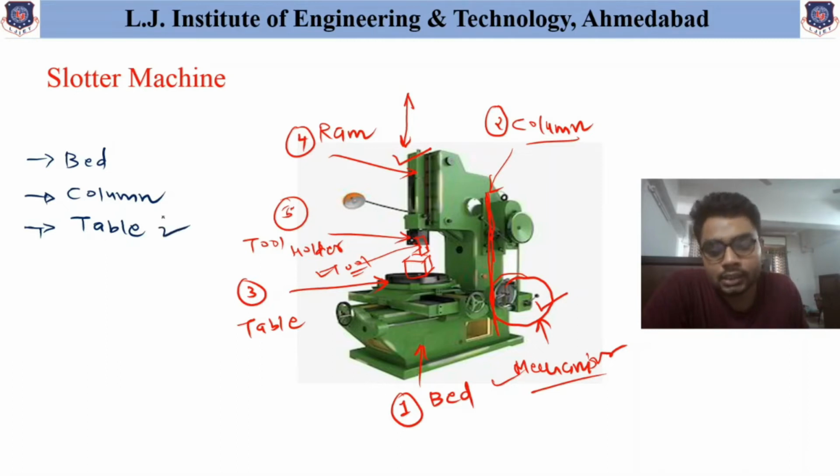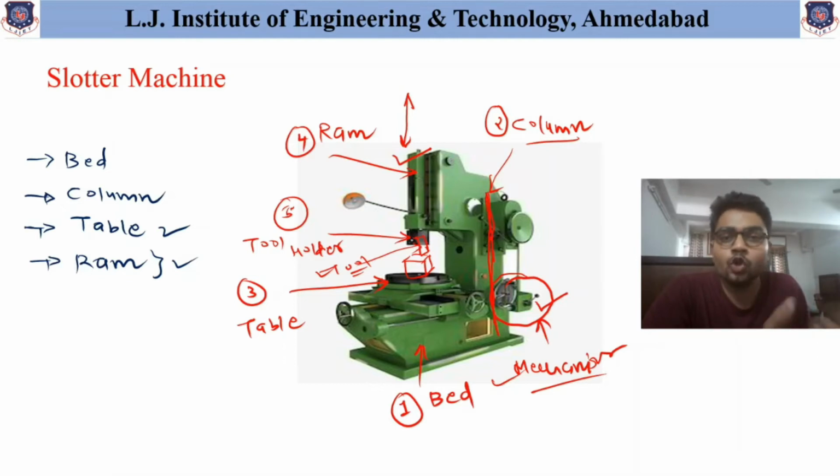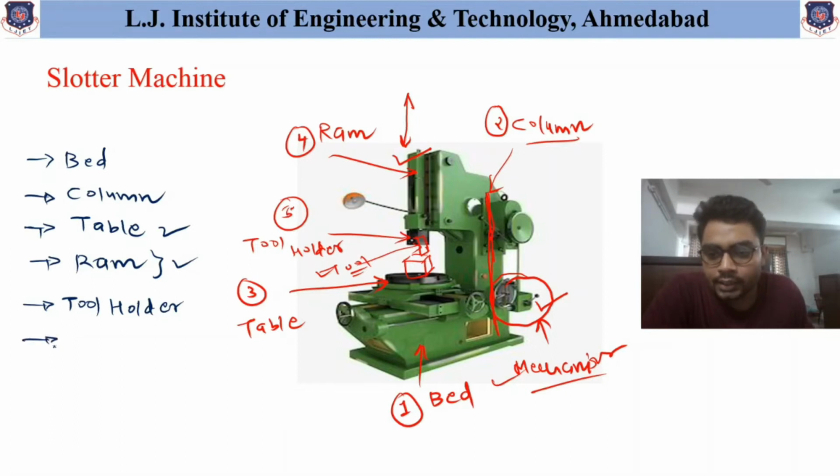The next important common part is the ram, and this ram is used to provide reciprocating movement to the tool for machining operation, because as we know, the main working principle of any shaper, planer and slotter machine is the reciprocating movement of the tool, or it may be of the workpiece. The next common part is the tool holder, and this tool holder is used to hold and support the tool. And the last common part is the mechanism.